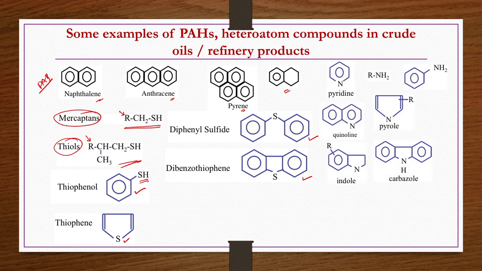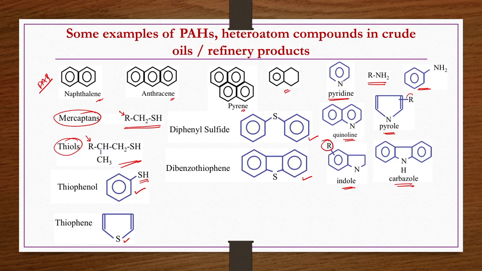Then if nitrogen is present as a heteroatom, or nitrogen-containing polyaromatic hydrocarbons, one of them is pyridine, a common amine. Or if R is a benzene ring, C6H5, then this is nothing but aminobenzene. The same thing is shown here. Quinoline, pyrrole, indole, carbazole.